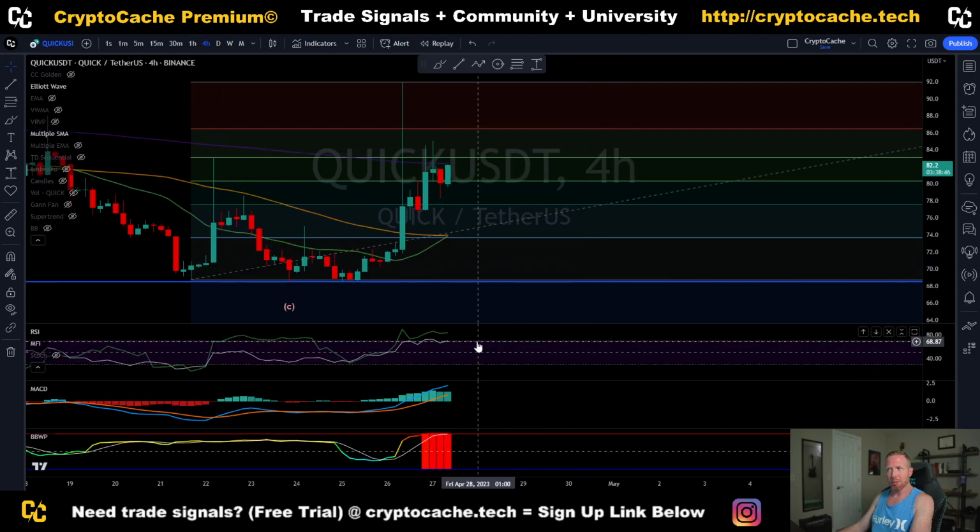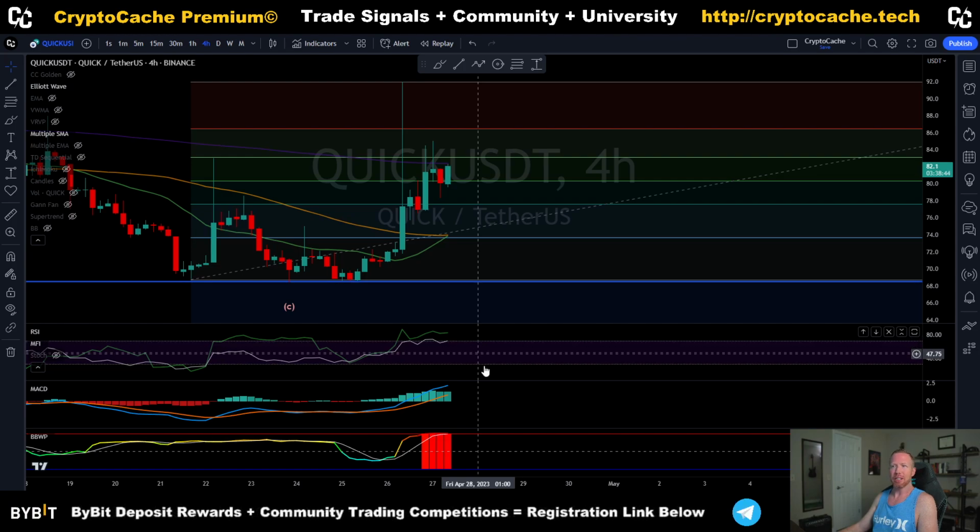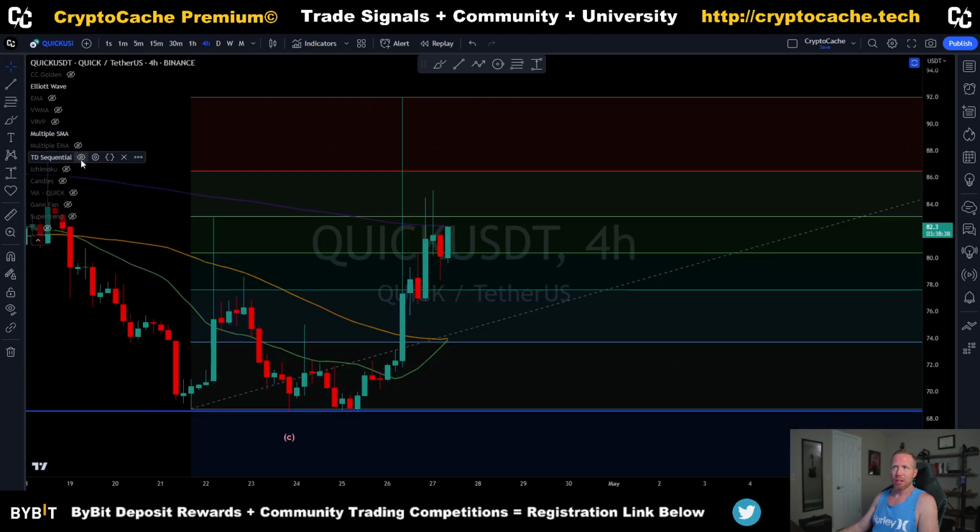We're still converging the MACD. We're retesting 70 in the RSI consistently, and we are overextended here on the Bollinger Band. So in truth, in the short time frame here that we are at, we can see that we are overextended, and a pullback would make sense.